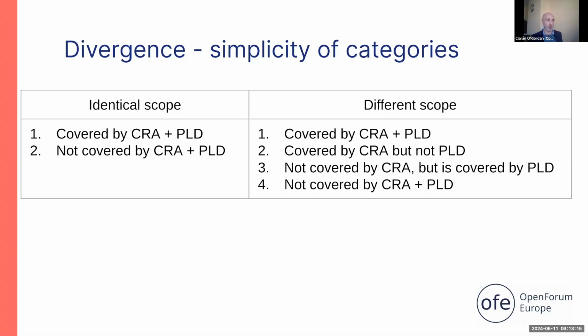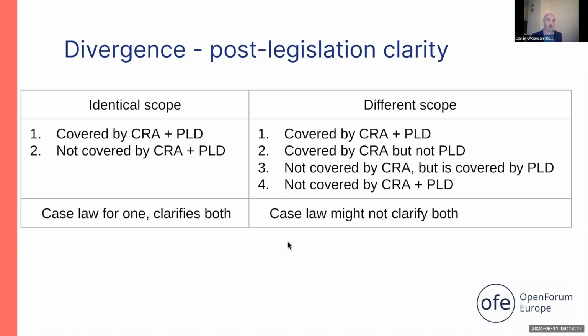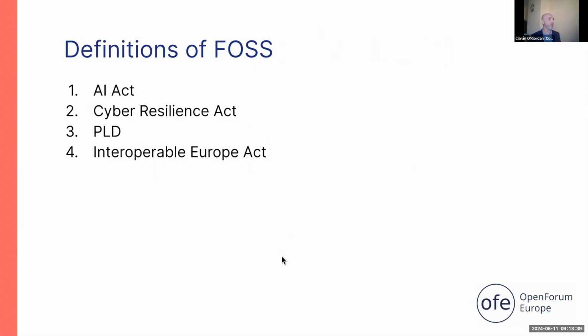And the second problem is that if we have identical scope, then when you have case law for one text, you can then apply that to the other text. If we have different scopes for each, then a court case which explains the scope of one text would not apply to the other text. And so it makes it more difficult to get clarification through the courts and after the legislation is finished. So that's divergence.